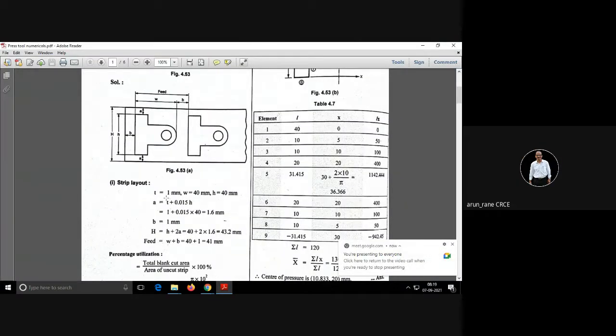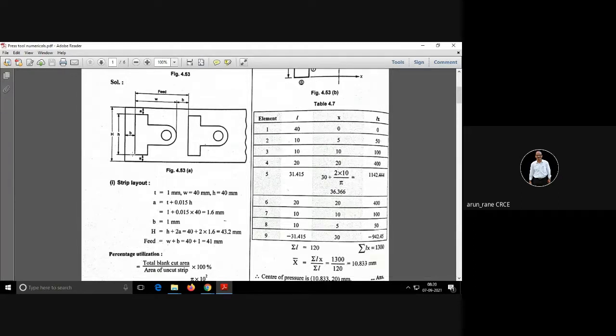So Shani, you understood how this A is calculated? A is equal to t plus 0.015 h. Now similarly, what is B? B is this distance. So B is to be taken as 1 mm. It is not calculated, this is assumed. B is equal to 1 mm.